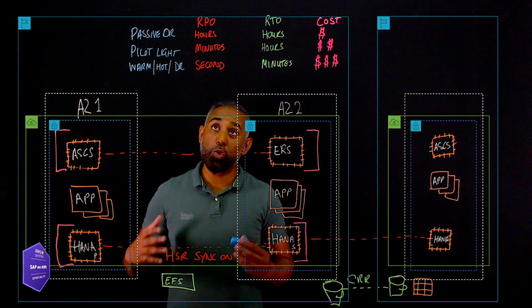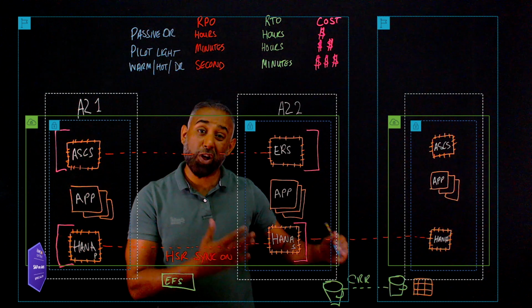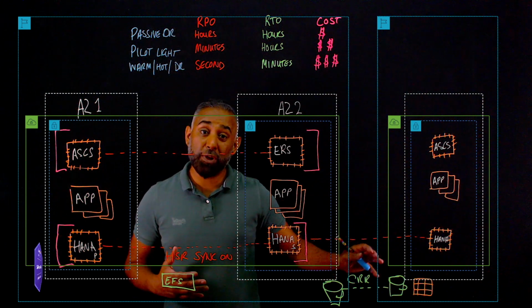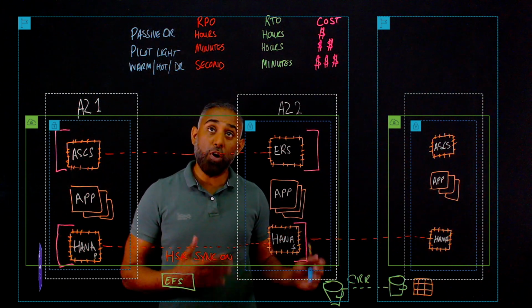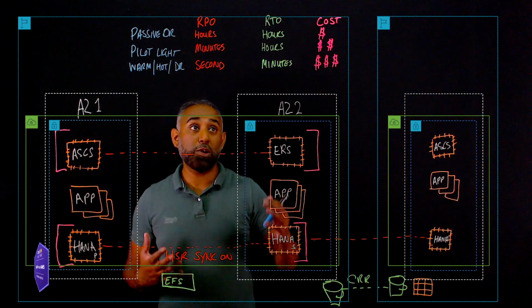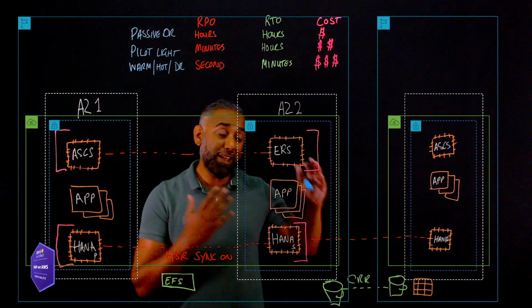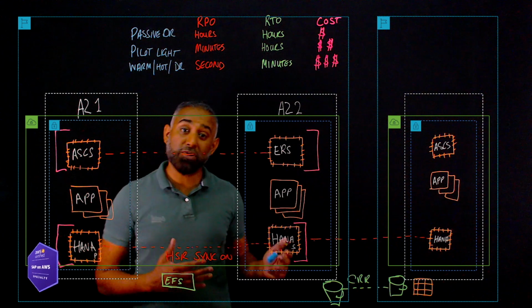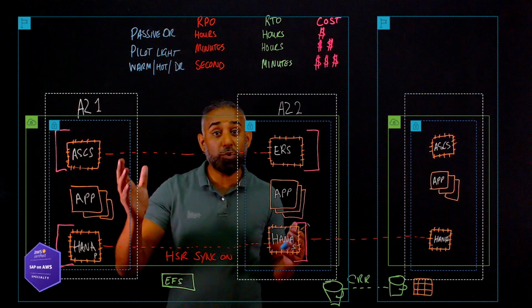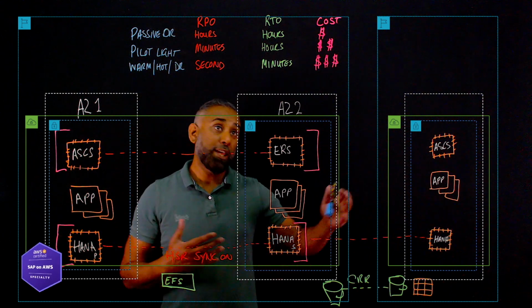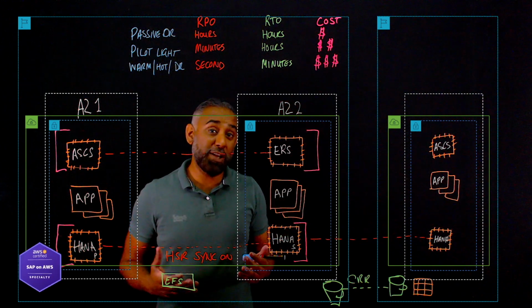For warm DR, we're looking at an RPO of seconds because we have a HANA production size instance doing async replication with preload on. We're talking about an RTO of minutes because we have the SCS node in place. We have a subset of application servers in place from a warm DR perspective. In a hot DR, it may be less than a minute, for example.